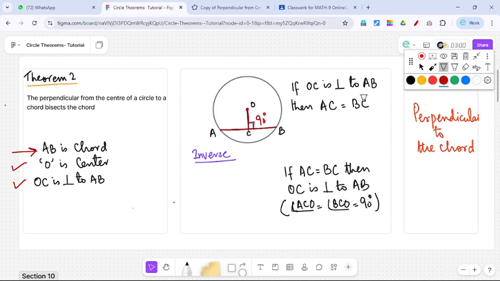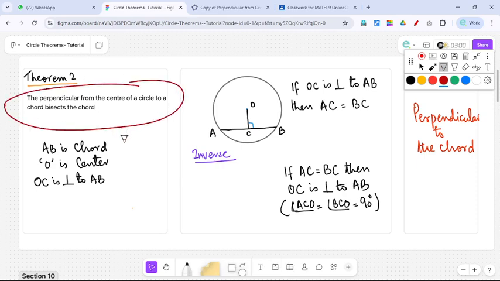Now in other words, if we analyze this theorem, what does it mean? In terms of mathematical expression, we can state that if OC is perpendicular to AB, then AC is equal to BC. Then this part of the chord and this part of the chord are equal because it bisects. Bisect means dividing into two equal parts.